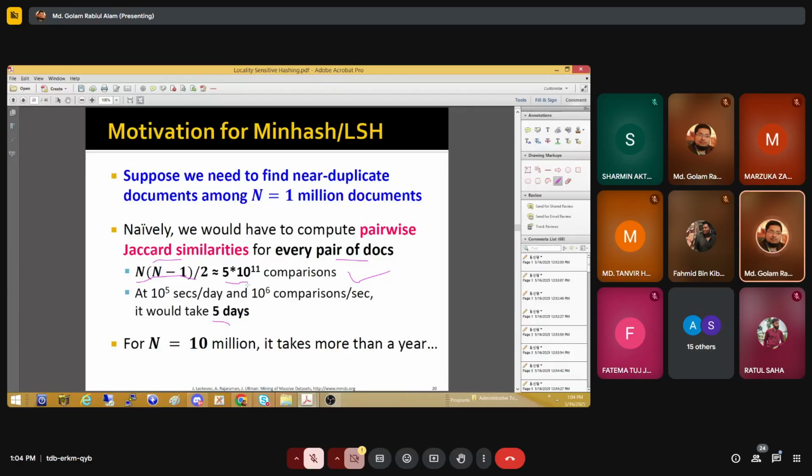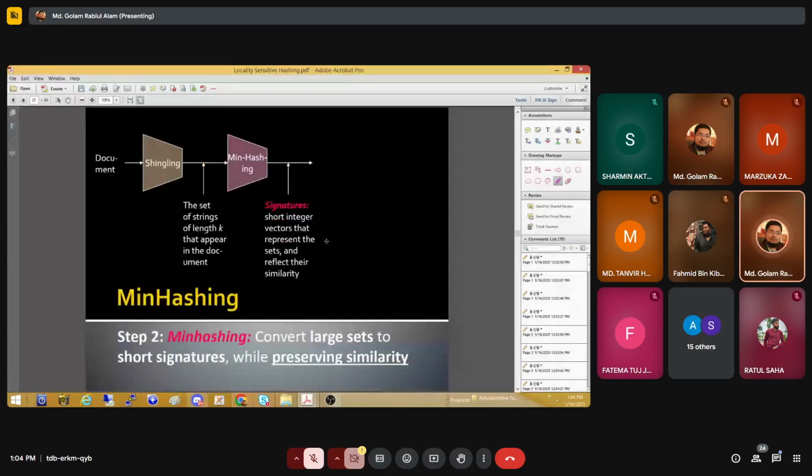If we consider n equal to 10 million, then it will take more than a year just to find out the comparisons, to find out the Jaccard similarity.